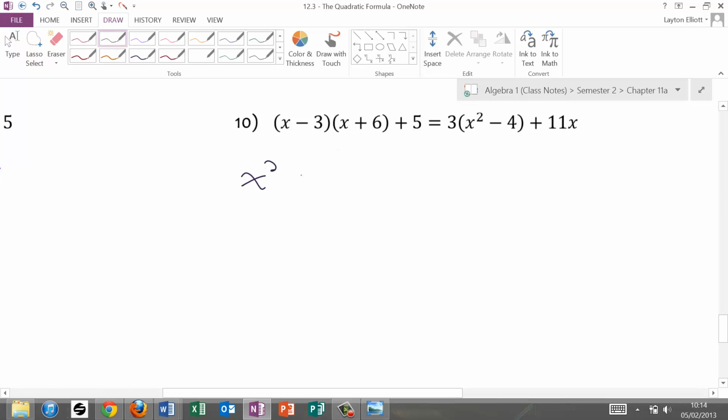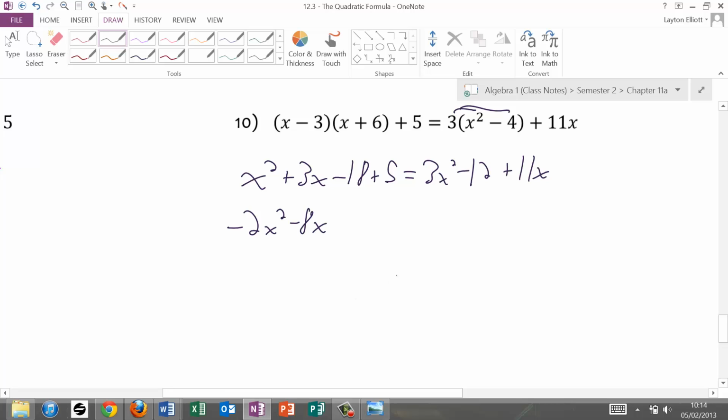Okay, FOIL. x squared. This would be plus 6 minus 3, so plus 3x minus 18 plus 5 equals, this is a distributive property right here, 3x squared minus 12 plus 11x. Subtract over to the left side, we get negative 2x squared. Subtract 11, so then we get negative 8x, and add 12, we get negative 6 equals 0. And let's just multiply through by a negative 1/2. We can actually take out a 2, so switch all the signs and divide by 2, we get x squared plus 4x plus 3 is equal to 0.